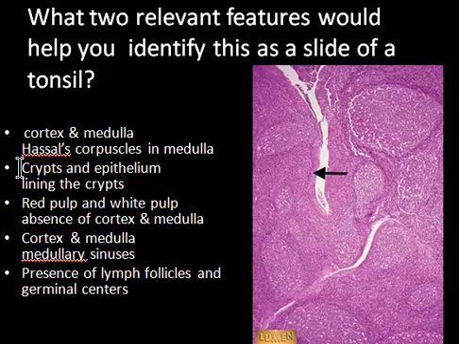So this one, which is crypts and epithelium lining the crypts, are relevant features which help you to identify that this is the tonsil and no other lymphatic tissue. So here you can see that this area here is the crypt, and this part where the arrow is pointing, this is the epithelium lining the crypt. I mean, you have other pictures from the websites that you're required to go to, which are a little bit more magnified, where you'll see the epithelium better.